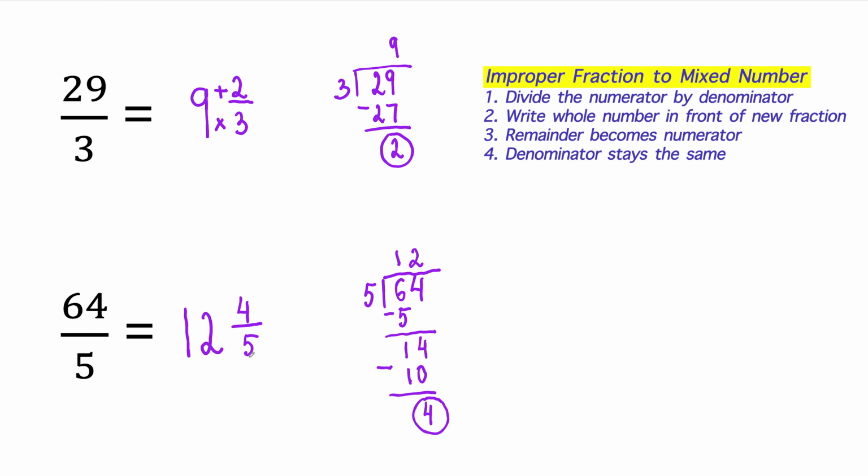Now we can check our answer. 5 times 12 is 60. Plus 4 is 64. So we did it.